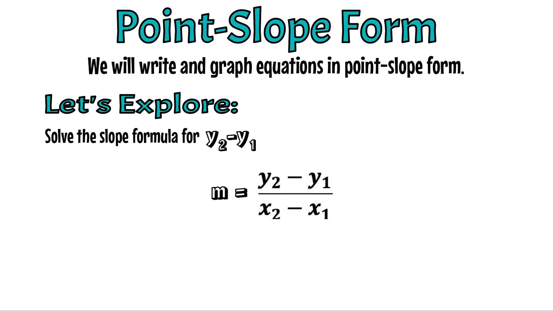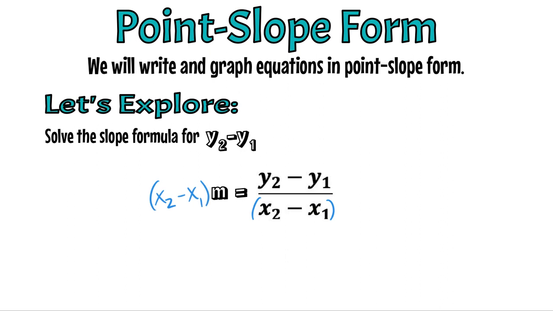Let's start by exploring. We know that the formula for slope is m equals y2 minus y1 over x2 minus x1. Let's see what happens if we isolate y2 minus y1. So that means that I want to multiply both sides of the equation by x2 minus x1. So x sub 2 minus x sub 1 times our m.